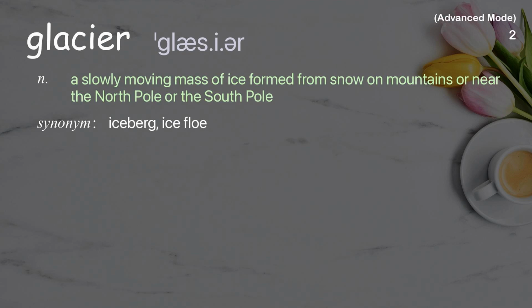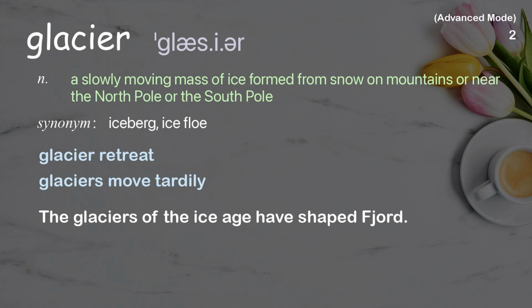Glacier. A slowly moving mass of ice formed from snow on mountains or near the North Pole or the South Pole. Examples: Glacier retreat. Glaciers move tardily. The glaciers of the Ice Age have shaped fjords.